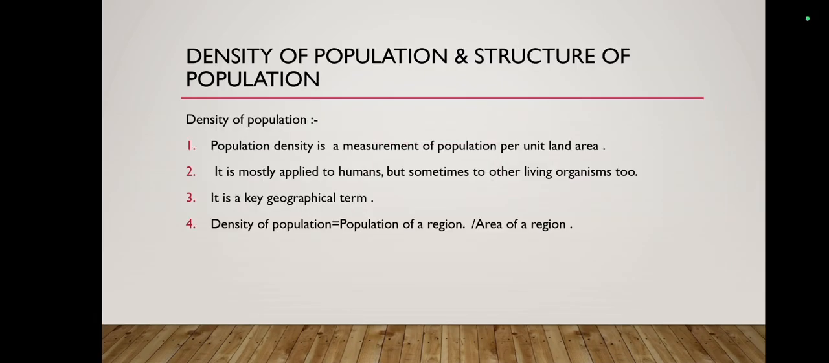Density of population and structure of population. Density of population. Population density is a measure of population per unit land area. It is mostly applied to humans but sometimes to other living organisms too. It is a key geographical term. Density of population is equal to population of a region upon area of a region. The ratio of the population of a country to its area is population density.